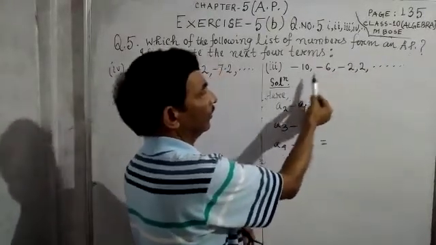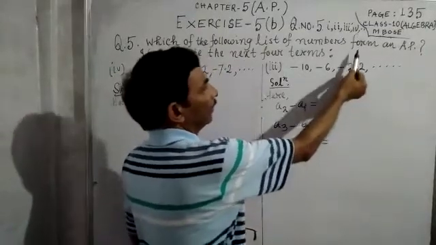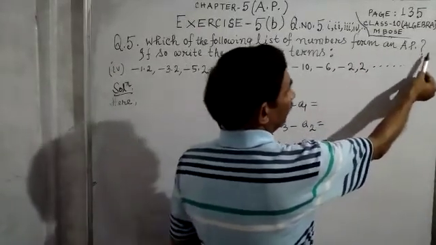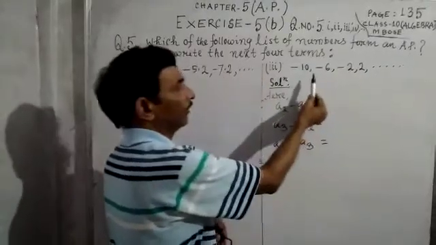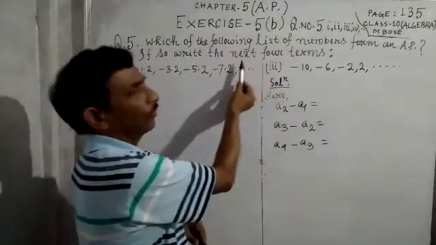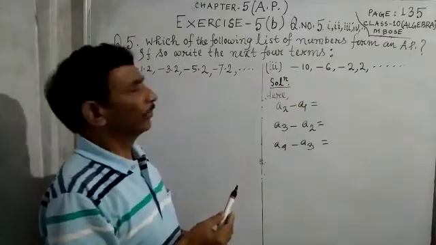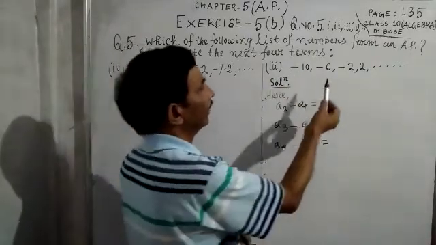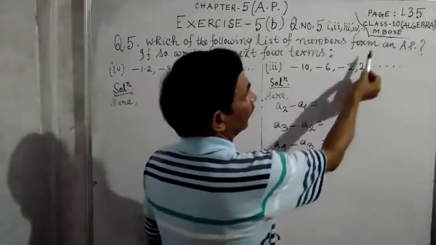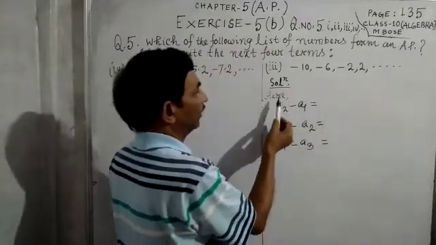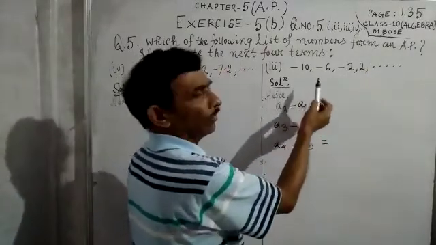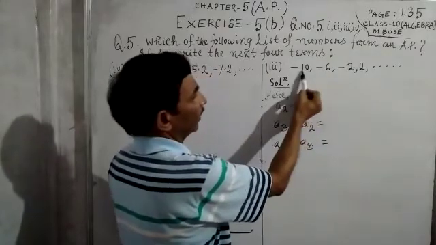The question is whether this list of numbers forms an AP or not. And if it forms an AP, we have to find the next 4 terms. That is the question. So let us first check whether this list of numbers forms an AP or not. Solution: we will find A2 minus A1.